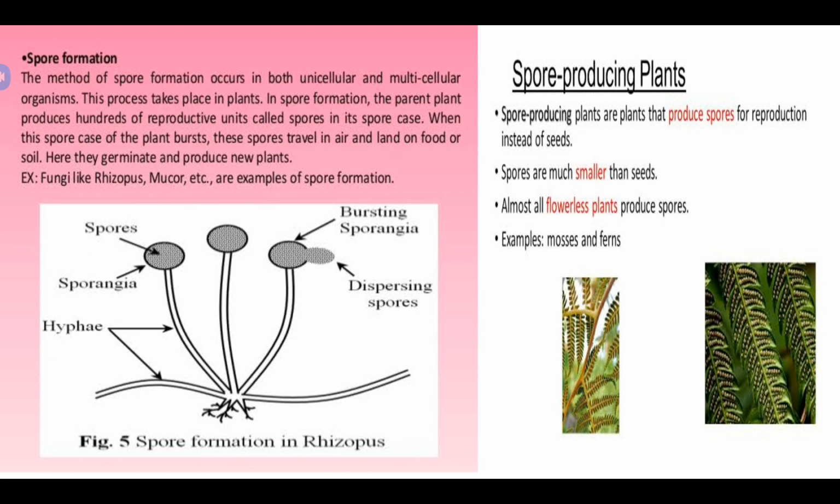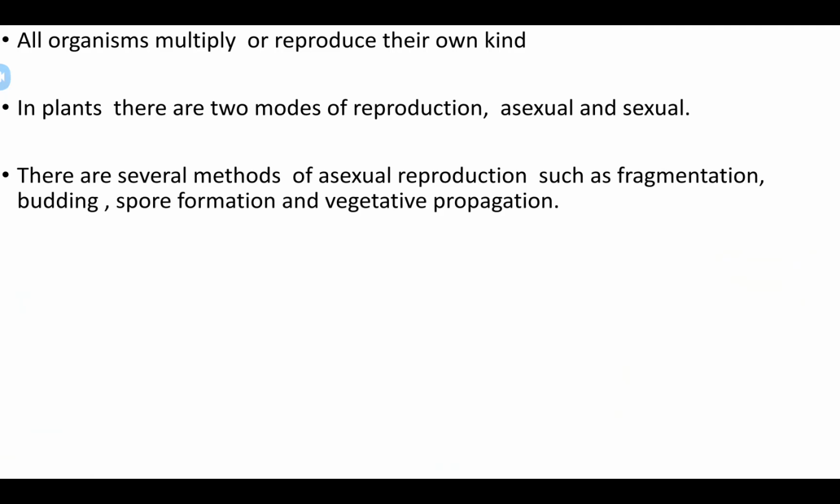So which plants are also involved in spore formation? Ferns and mosses. So in today's class we learnt how all organisms multiply or reproduce their own kind. In plants, how many methods of reproduction do we have? Asexual and sexual. There are several methods of asexual reproduction: fragmentation, budding, spore formation and vegetative propagation.